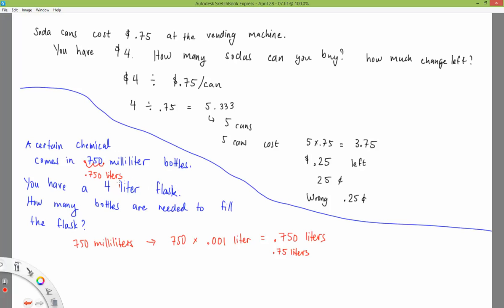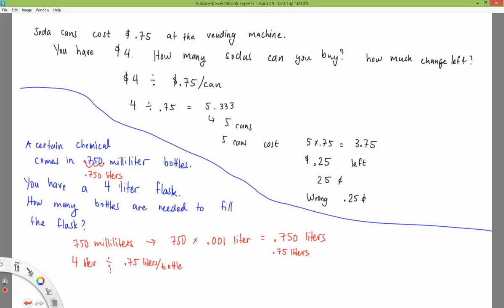So essentially I'm asking what is 4 liters divided by 0.75 liters per bottle. Now I want you to notice that the units will cancel, and what I will be left with will be bottles. Over here, you didn't even think about it, but the dollars were units, and they actually canceled each other. Essentially, we're asking the same thing.